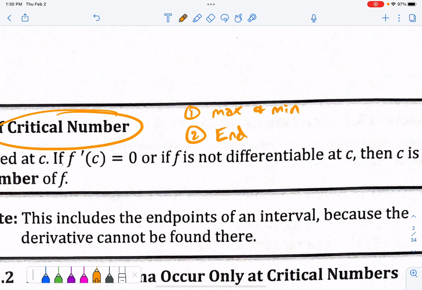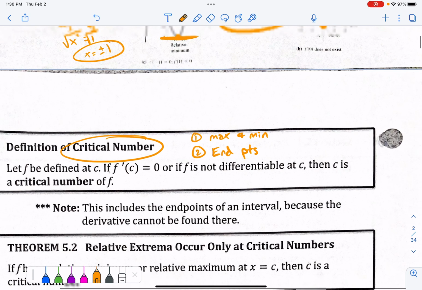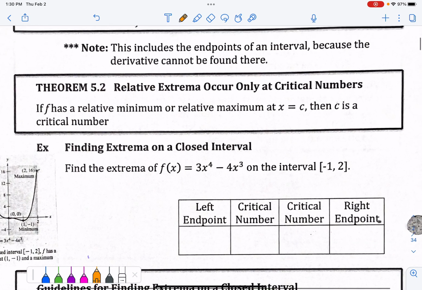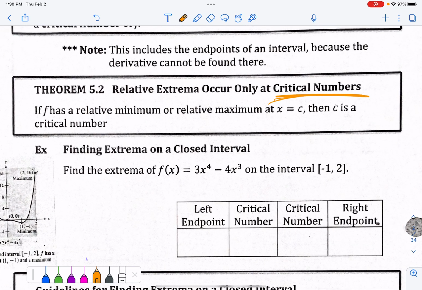What if it doesn't give us the endpoints? On number 2 it doesn't. Find the critical numbers, then you're just finding maxes and mins. Okay, relative extrema only occur at critical numbers, so you're only focusing on critical numbers.